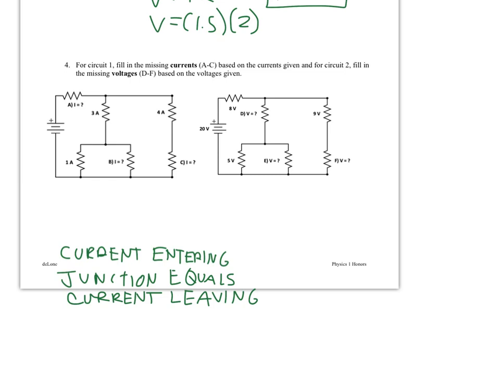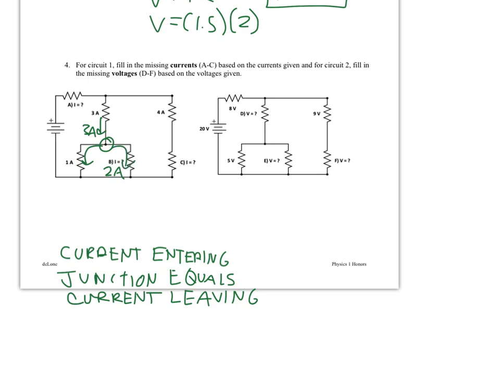So that's really what we want to think about when we're doing this problem. So I'm going to start right here with this junction. I see that 3 amps is going into that junction. I'm going to assume all the current is going clockwise. If you do counterclockwise, it doesn't really matter. You'll get the same answers here. So 3 amps goes in. 1 amp goes to the left here. That means the remaining current, which is 2 amps, must go to the right.